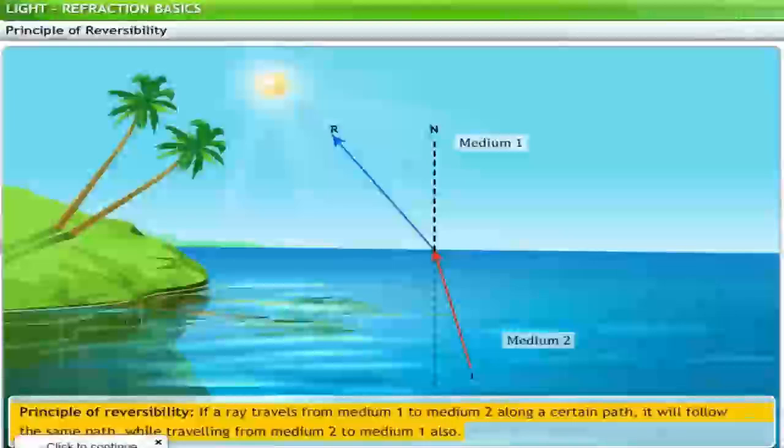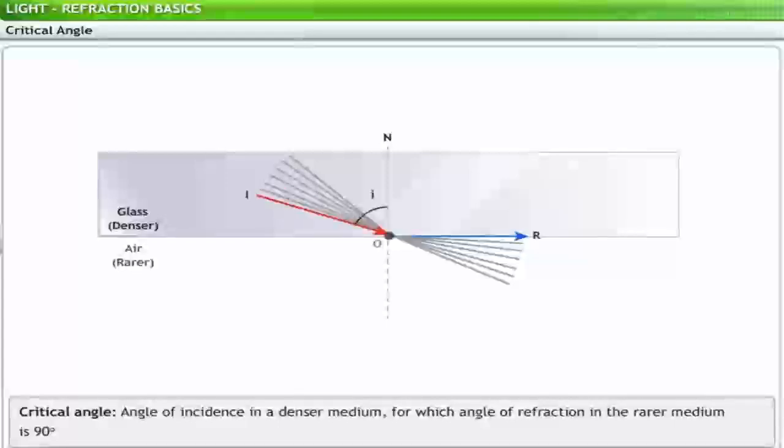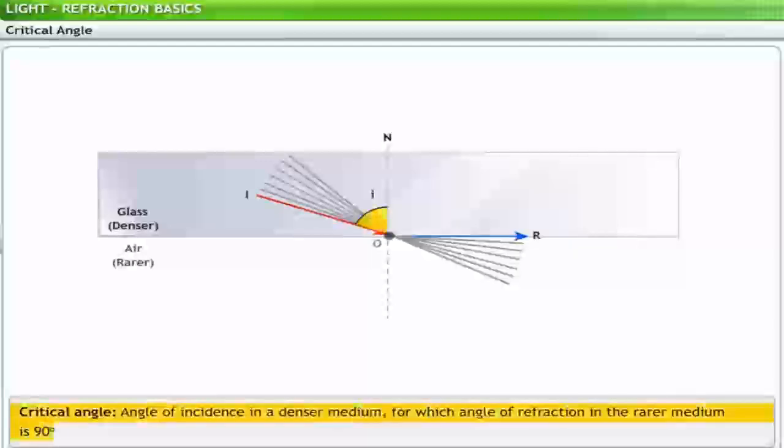Now let's consider a case where a light ray passes from a denser medium to a rarer medium and bends away from the normal. If the angle of incidence i in the denser medium is increased, then at a particular angle of incidence, the refracted ray propagates along the boundary of the two media. This angle of incidence is called the critical angle of the given denser medium with respect to the given rarer medium and is denoted by i_cr. As the refracted ray travels along the surface, it makes an angle of 90 degrees with the normal. Thus, we can say that at the critical angle, the angle of refraction is 90 degrees.